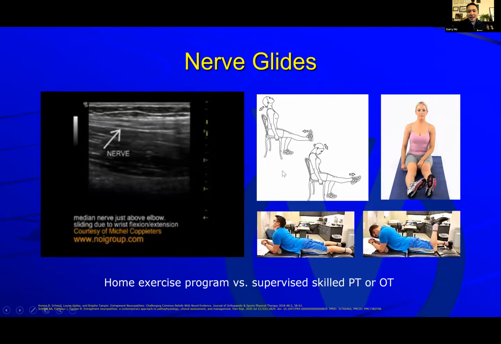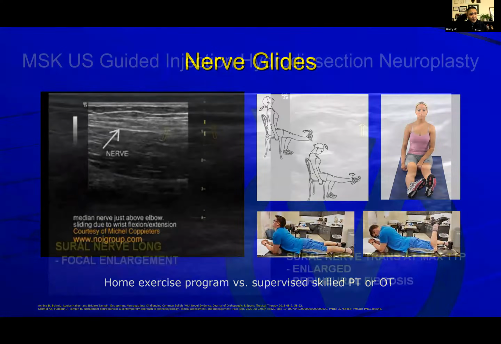In this picture right here, we have an example of a nerve glide for the sciatic nerve. On the right of it, you see a still picture of somebody demonstrating what a superficial peroneal nerve glide might look like. And at the bottom here are two positions for a femoral nerve glide. Some patients are going to be more able to do this on their own, while others are going to require more in-person instruction, such as working with a skilled physical therapist or occupational therapist.